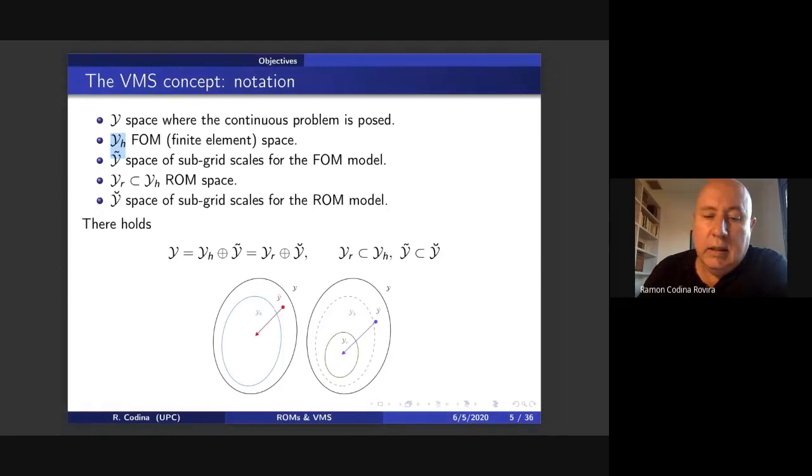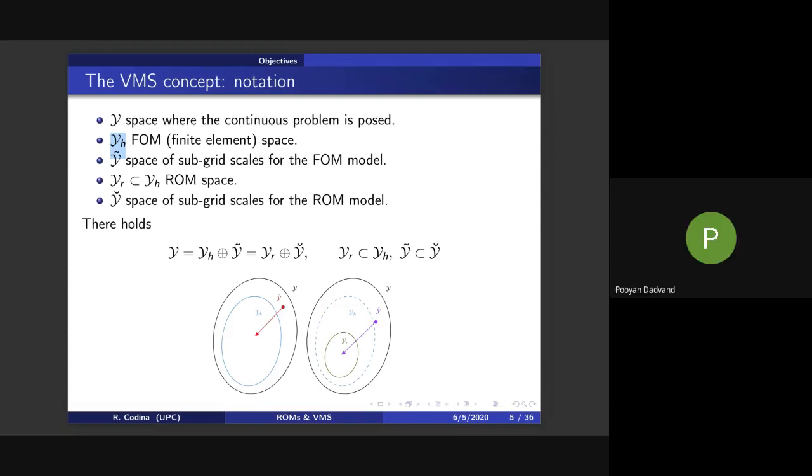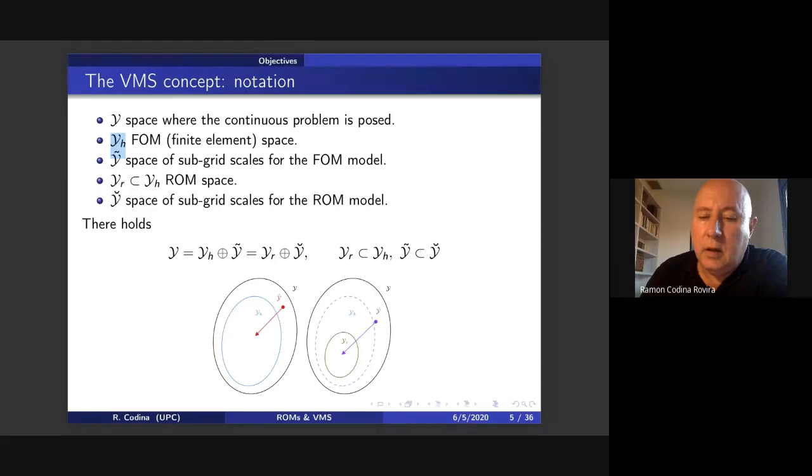Perhaps it is easier to understand if you look at this picture. We have Y_H, which is our finite element space, and Y tilde, which is the complement of Y_H in Y. So both together sum up to Y, okay? And that's the picture that we have in the case of the reduced order model. We have Y_R, which is much smaller than Y_H, and the complement, the space of subscales for Y_R, is brief Y, which of course is larger than tilde Y, the space of subgrid scales for the FOM, the full order model, okay? So that's the notation I will use, and in this notation there are already several concepts included: the space where you look for the solution and the remainder, which is the space of subgrid scales, either of the FOM or of the ROM.